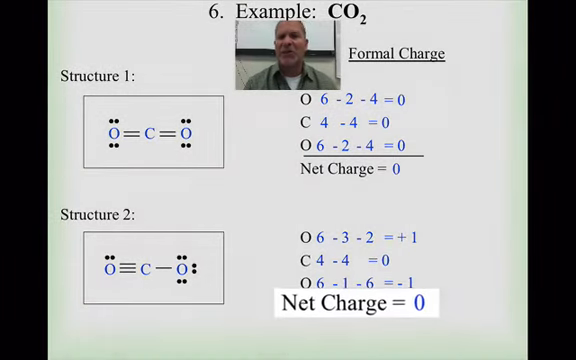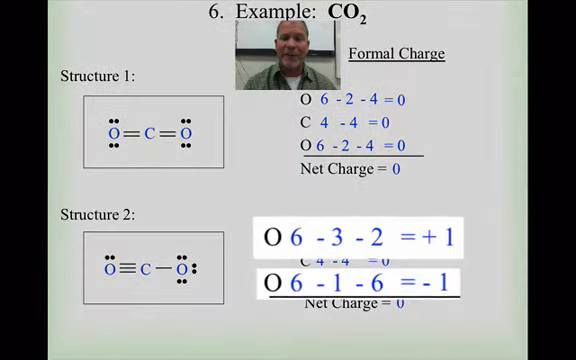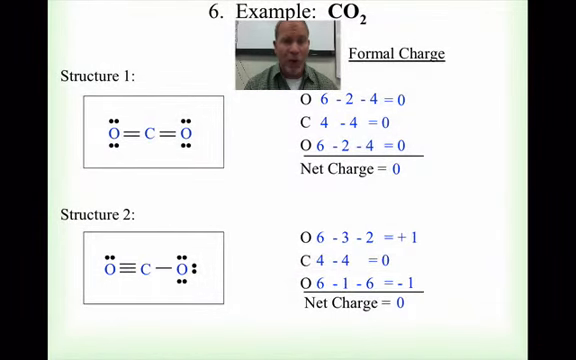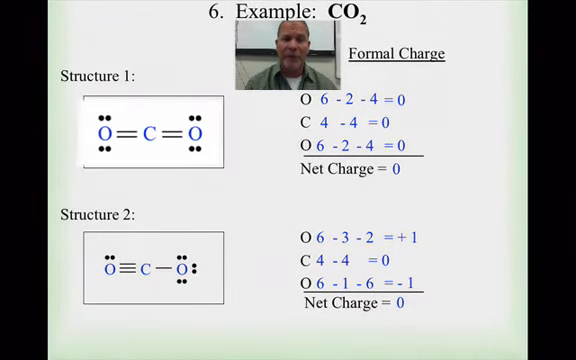So the structure is actually correct, but to figure out which is more stable, I look back at the formal charges of the individual elements, and I realize that in my second one, my oxygens are moving away from 0. One's positive, one's negative. The further away you go from 0, the less stable you are. Therefore, the more stable form of carbon dioxide is with 2 double bonds.